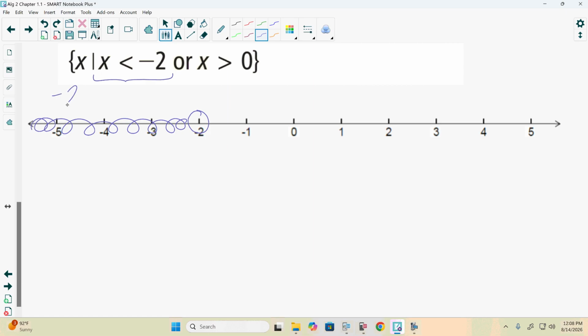If we wanted to check, we could say -2000. That is indeed less than -2. Normally we wouldn't pick a number that big because we want to at least see it on the number line. But yeah, we're shading to the left. Or what? X is greater than 0. So we know we'll have 0 as one of our points, and we're going to shade to the right. Yep. That's it.